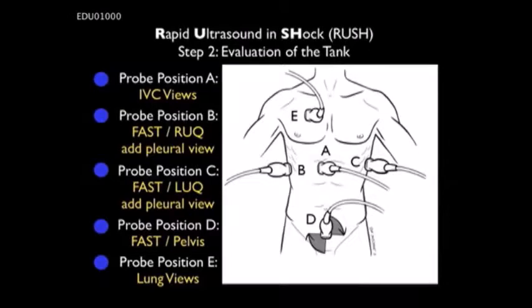Here's a slide showing the probe positions for evaluation of the tank. Let's begin by looking at probe position A. This is the best position to evaluate the inferior vena cava, and we can look at the inferior vena cava from the subxiphoid position in both short and long axis views. Probe positions B, C, and D represent the appropriate positioning of the ultrasound probe for investigation of the extended FAST exam, in which we can look for free fluid within the abdominal and pelvic cavities, as well as within the thoracic cavities. Finally, probe position E is the positioning of the probe to look anteriorly on the chest for pulmonary edema or ultrasonic B-lines.